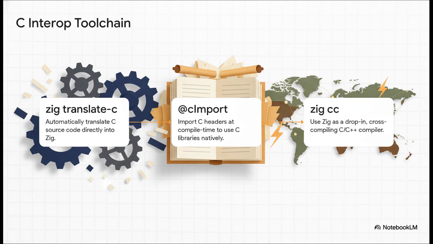It's pretty cool, actually. You've got a tool that can translate C code directly into Zig for you. You can import C header files like their native Zig modules. You can even use Zig as a drop-in replacement for your C compiler, one that's smarter and better at cross-compiling. This is all designed so you can adopt Zig gradually, not force a massive, painful rewrite.